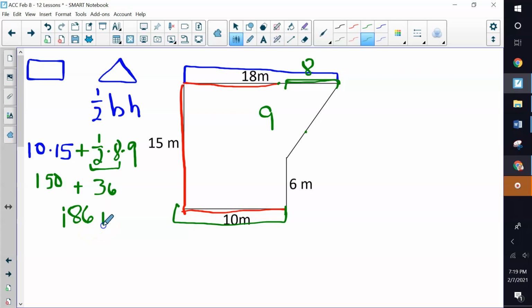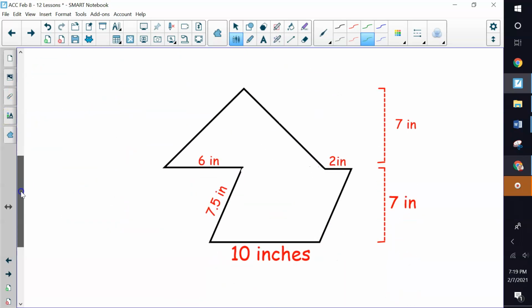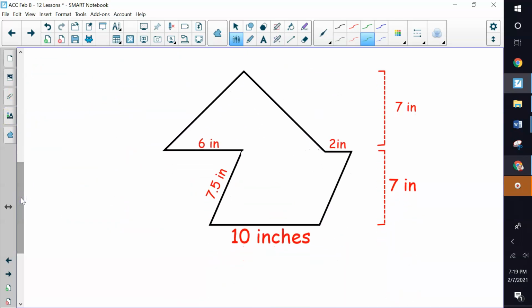It's 186, and the units are square meters. All right, let's look at another problem. This is a good challenge problem. There may be a problem like this on the test too, so think carefully about this. Think about the things you know.